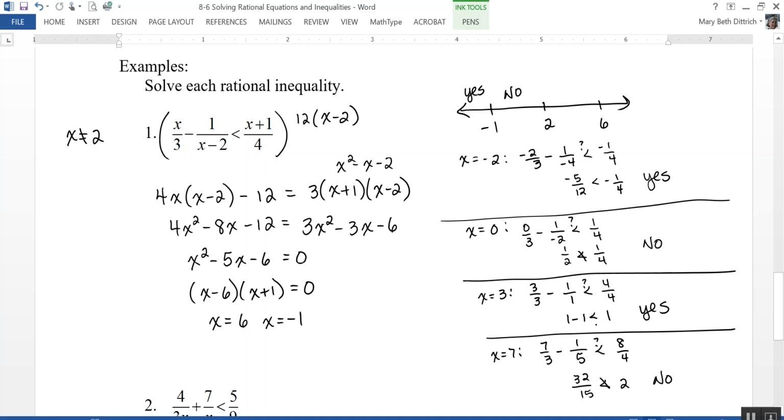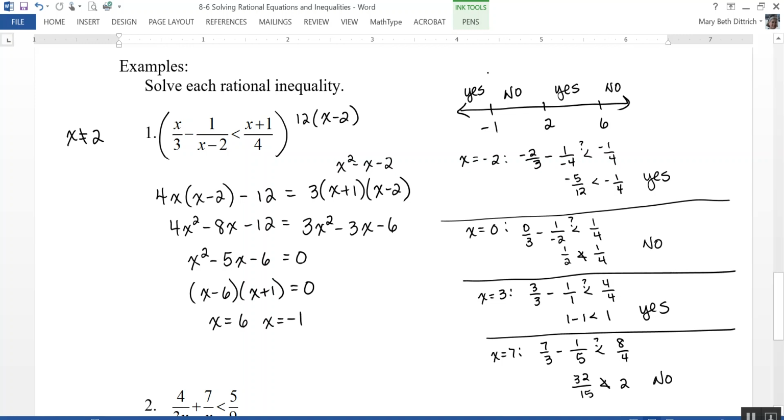When I plugged in 3, I found that yes, that did indeed work. So the interval between 2 and 6 is going to be a yes. And then when I plugged in 7, I found that that did not work. So the interval where x is greater than 6 is a no. That does not work. So what does my final answer look like?